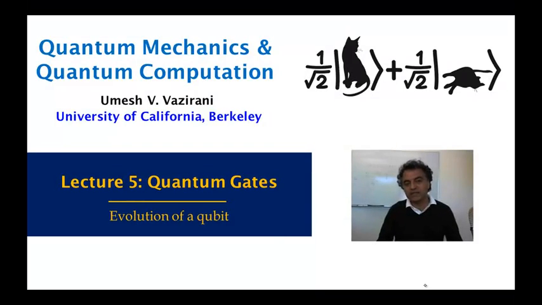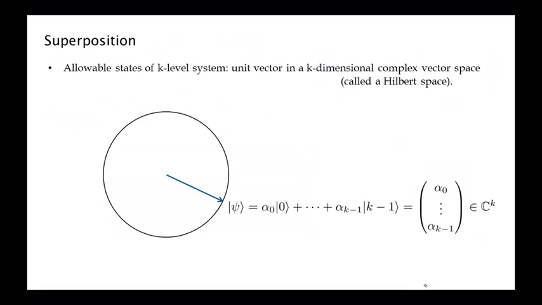Okay, so in today's lecture, we are going to understand how the quantum state evolves over a period of time. So far, what we've studied is what are the allowable states of a quantum system. If we have a k-level system, so classically it could take on one of k different states, then the state of the quantum system is a unit vector in a k-dimensional complex vector space. This complex vector space is called a Hilbert space.